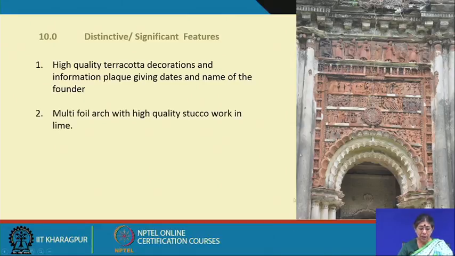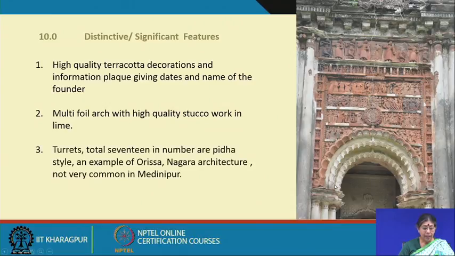Then the multifoil arch with high quality stucco work in lime and terracotta. As we said initially, the total 17 in number are Pira style, an example of Orissan influence of Nagara architecture, not very common in Midnapur. That is by referring to the other documents and others. So, we have seen that it is quite uncommon.